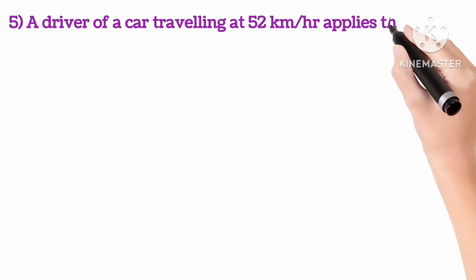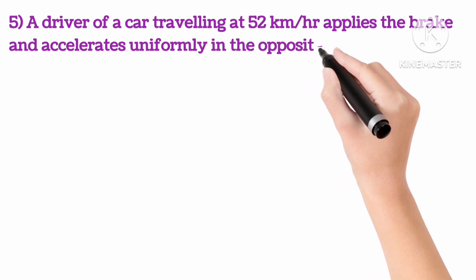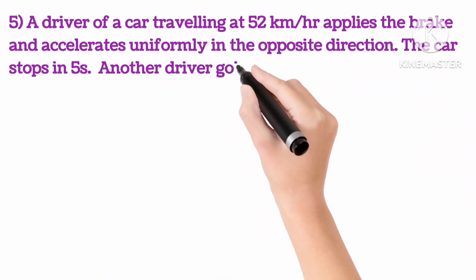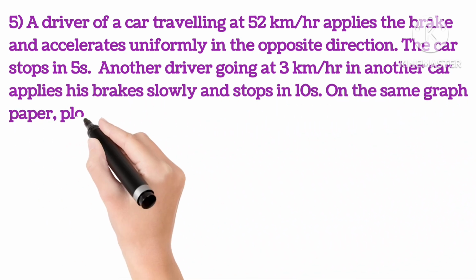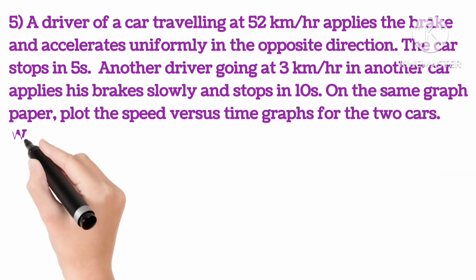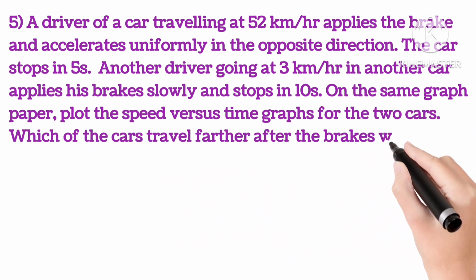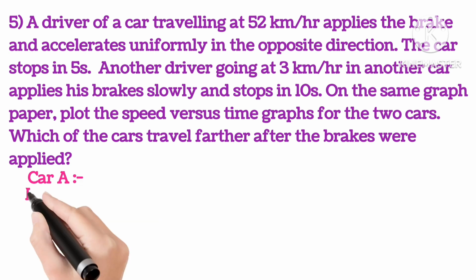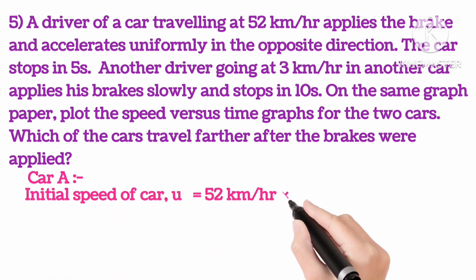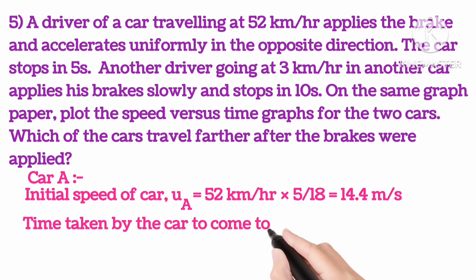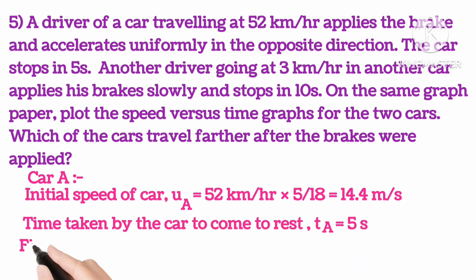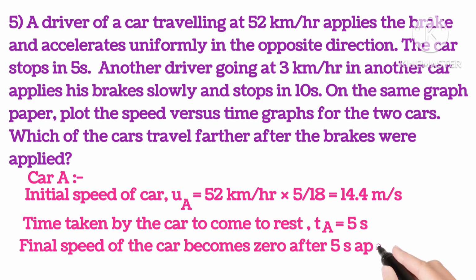Fifth, a driver of a car traveling at 52 km per hour applies the brake and decelerates uniformly. The car stops in 5 seconds. Another driver going at 3 km per hour in another car applies his brake slowly and stops in 10 seconds. On the same graph, plot the speed versus time graph for the two cars and say which car traveled farther after the brakes were applied. So for car A, the initial speed is 52 km per hour, which is equal to 14.4 meter per second. Time taken by the car to come to rest is 5 seconds. Final speed of the car becomes 0 after 5 seconds of application of the brake.